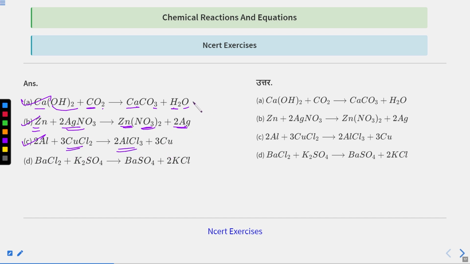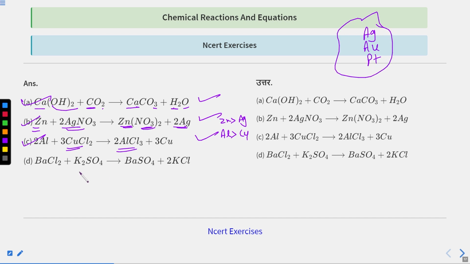So this is an example of what? Zn plus 2AgNO3 is a displacement reaction, single displacement you can say. This is also a single displacement reaction because aluminium is more reactive than copper. Here zinc is more reactive than silver, and here aluminium is more reactive than copper. Silver, gold, platinum are the least reactive metals.